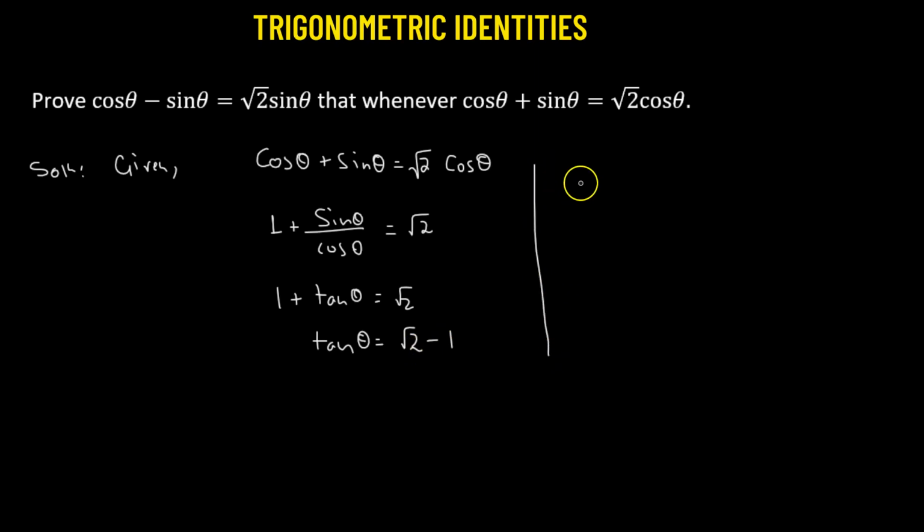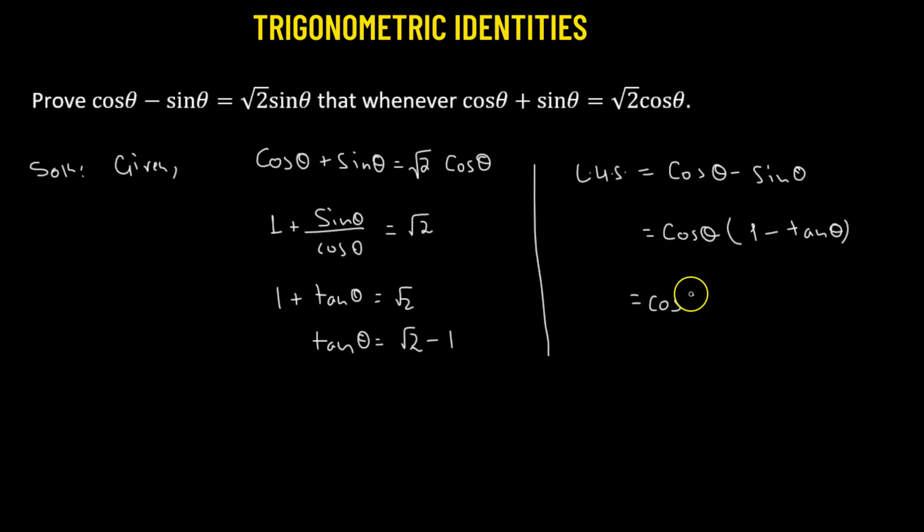Now we'll start from the left hand side. On the left hand side we have cosine theta minus sine theta. We need to show that this is equivalent to square root of 2 sine theta. For this, we'll take cosine theta as the common factor. Taking cosine theta as the common factor, we have 1 minus tangent of theta, since we have a sine over cosine here, which becomes tangent of theta.